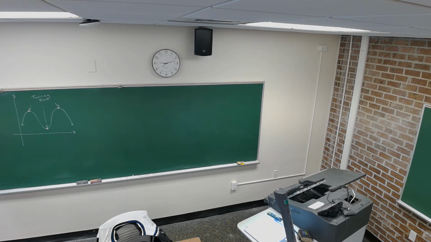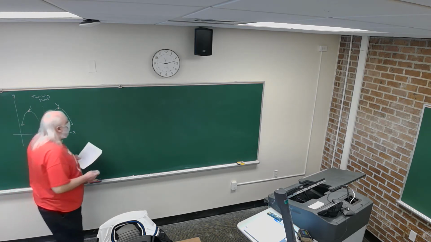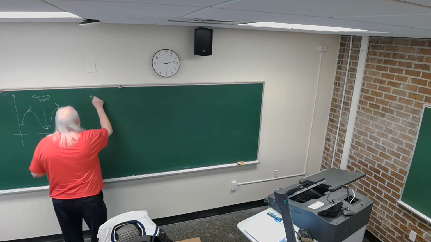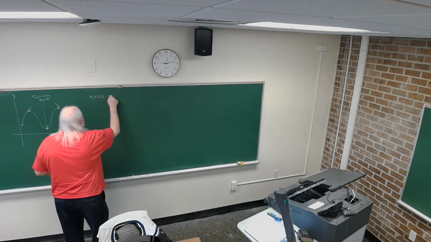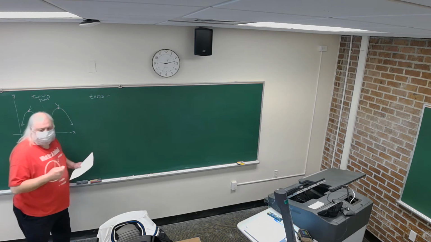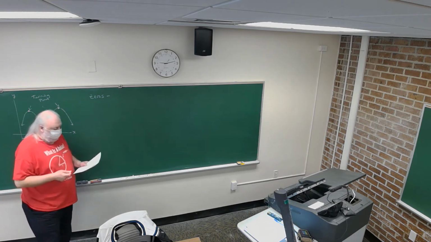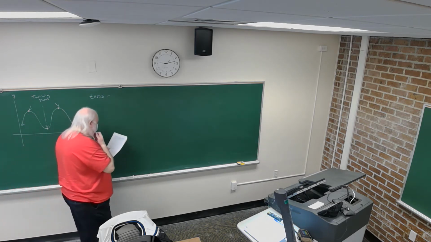So example 2 says use the zeros and the end behavior of the polynomial function to sketch an approximation to the graph of the function. Well, use the zeros. What are zeros? So let's define what zeros are. We're going to be using this term from now until the end of the semester, so it's important that you understand what we mean by the zeros of a function.